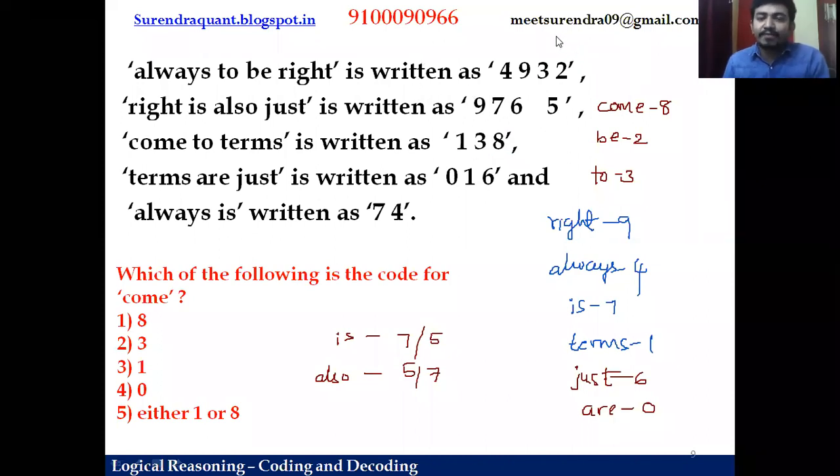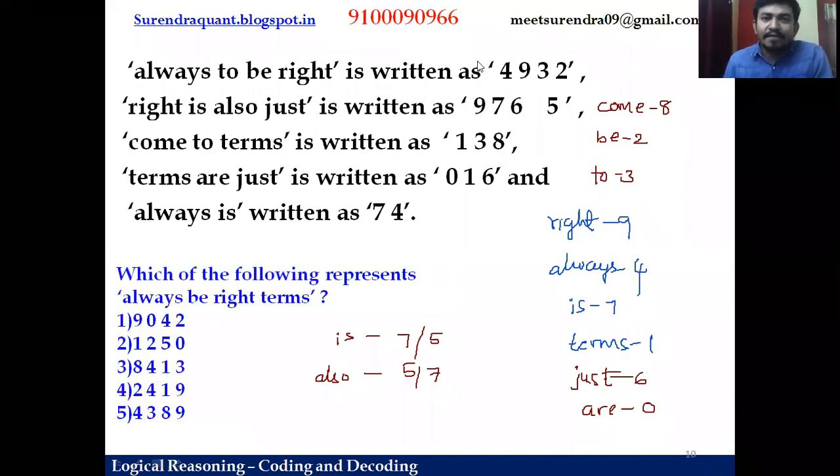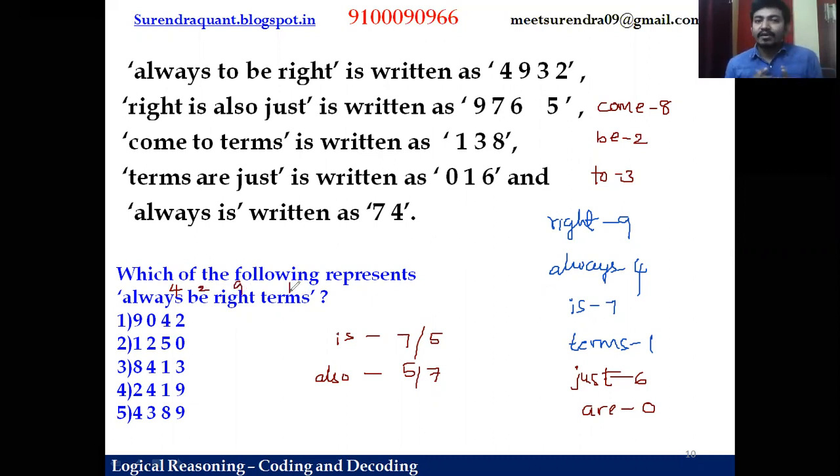Okay, com, right? What is the first question? What is the word for com? 8. That is done. Always be right terms. So always is 4. Be is 2. Right is 9. And terms is 1. So 4, 2, 9, 1 should be in the option. They can be jumbled as well. So 2, 4, 1, 9 is there, right? So you need to have the same digits in a jumbled pattern as well. That can be the correct answer. So the fourth option makes sense in this question.